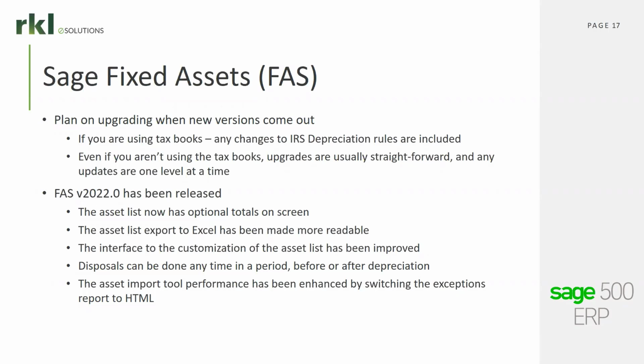Because there's been so few changes in the taxes themselves and in the calculation methods, the FAS has been able to focus on making changes to the software itself and making it a little better. The asset list now has an optional totals on the screen. It's much better to export to Excel. It's been more readable. The interface to the customization of the asset list has been improved. Big help, disposals can be done at any time in a period, either before or after the depreciation. And the asset import tool has been enhanced, and that one's a whole lot better as well.